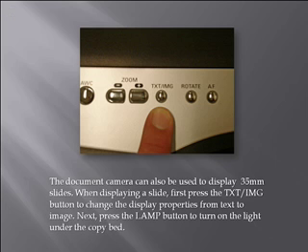The document camera is also great for displaying 35mm slides. To display 35mm slides, first press the Text Image button. This tells the unit that the content being displayed is an image rather than text. Next, press the Lamp button. This changes the lighting from the overhead lights to the base light.